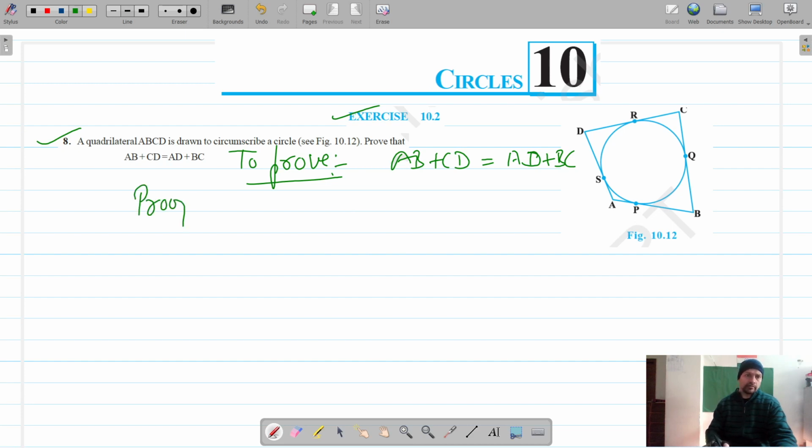And how are we going to prove this? So all these points, that is D, C, B, and A, are in the exterior of the circle, and we know that from an external point only two tangents can be drawn, and these two tangents are of the same length. For point C, RC and CQ are the tangents. So RC is equal to CQ, and BQ is equal to BP, because these are the tangents from point B. AS is equal to AP, these are the tangents drawn from point A, and DR is equal to DS, because these are the tangents drawn from the external point D.